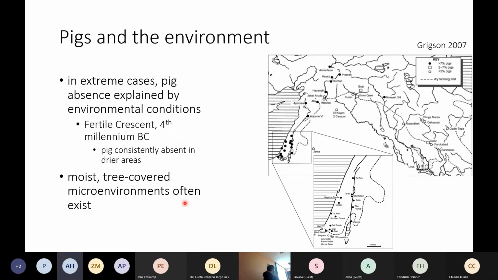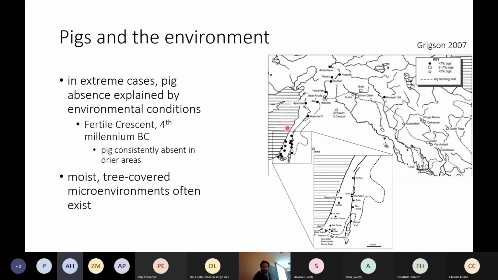Now, however, moving southeast, very much southeast in the Fertile Crescent, here you have a case study from the 4th millennium BC, and the relationship between pig herding and vegetation cover becomes more evident because environmental conditions would have been more extreme, to the point that they would actually be determining whether pig was present or not at specific sites.